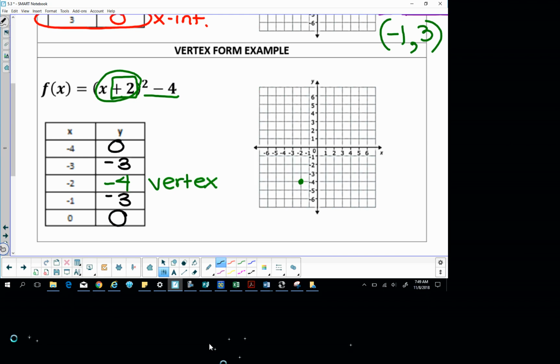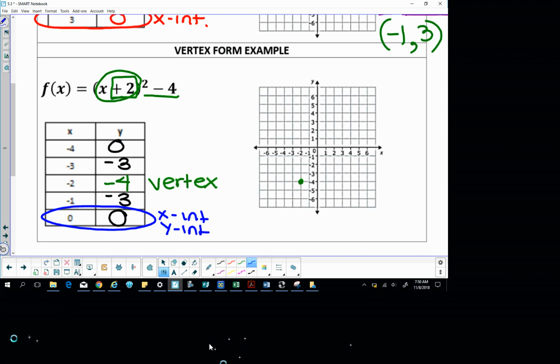Perfect. -3 or -4, 0, 0, 0. Selena, what's a y-intercept? Not -3. Jalen, what is the y-intercept? What's a y-intercept? 0, 0. It's also, and it's your x-intercept, it's also your y-intercept.